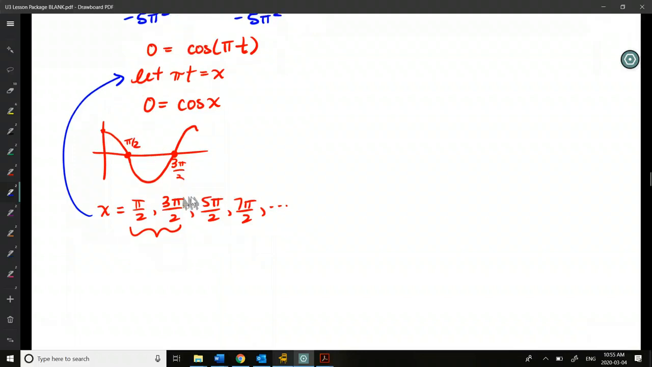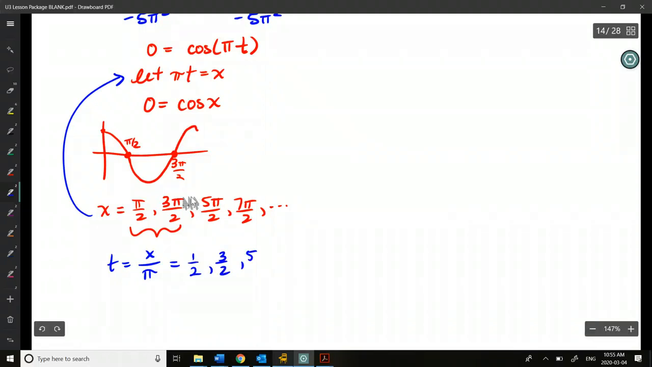So if pi t equals x, then t equals x over pi. If I take each of these and divide them by pi, we're just going to be left with 1/2, 3/2, 5/2, and so on.